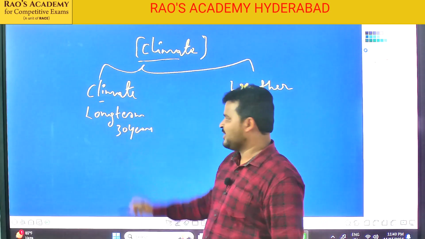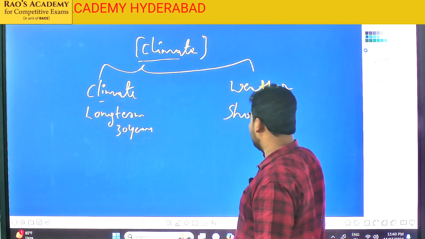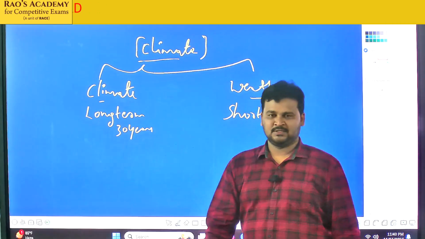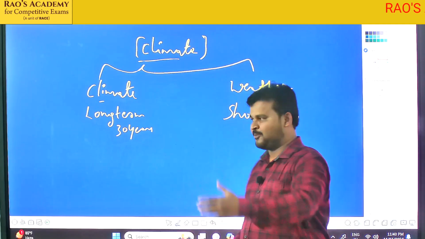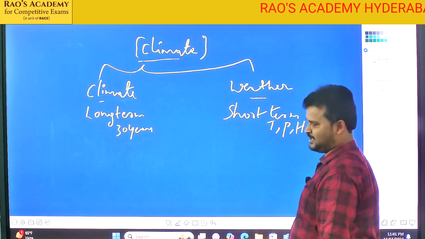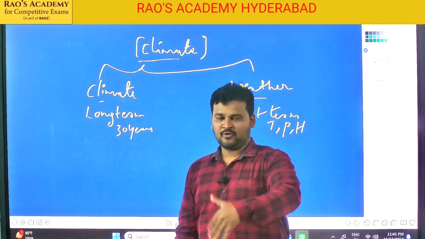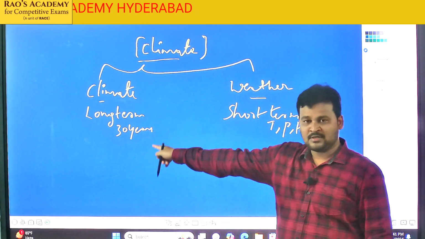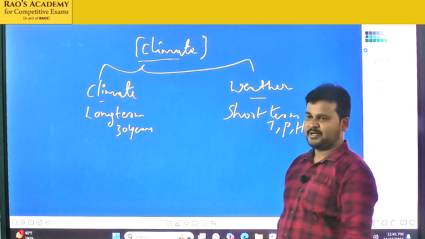So, finally, climate is a long-term phenomenon, whereas weather is a short-term phenomenon. Weather may change, means next year the weather may change: rainfall may change, temperature may change, pressure may change, humidity may change. Okay, that's the thing. But coming to climate, it won't change on an hourly, daily, weekly or yearly basis. It is permanent for 30 or more years. So, that's the major difference between climate and weather.